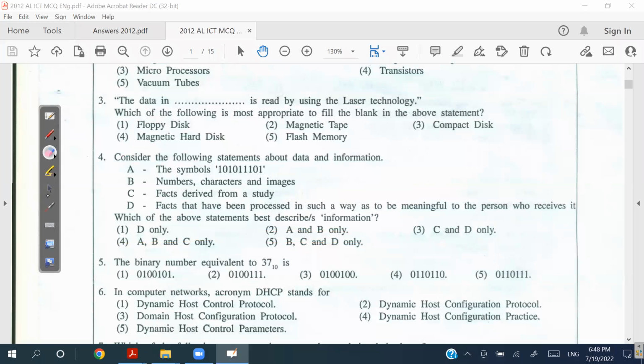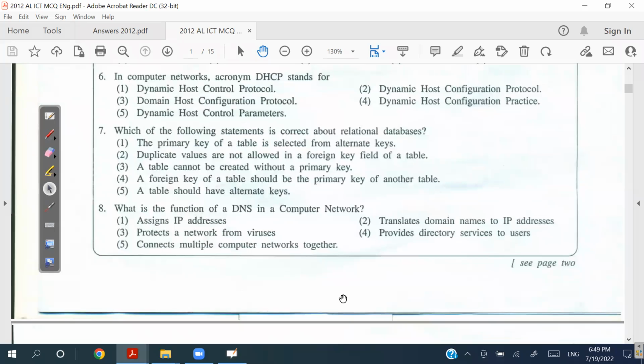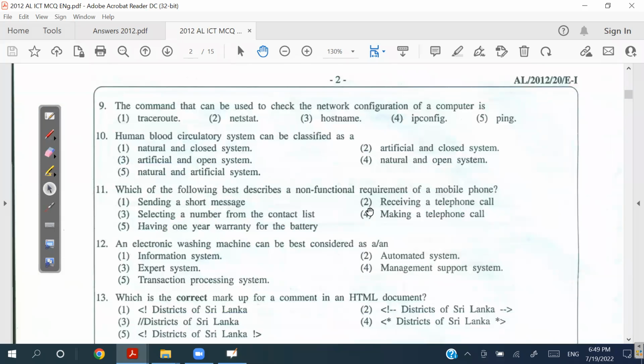Then number 9. Yes, number 9 is out of syllabus, people. You can take marks for that. The command that can be used to check the network configuration, it's ipconfig. You can take marks for that. That is an out of syllabus one, no worries. Right?